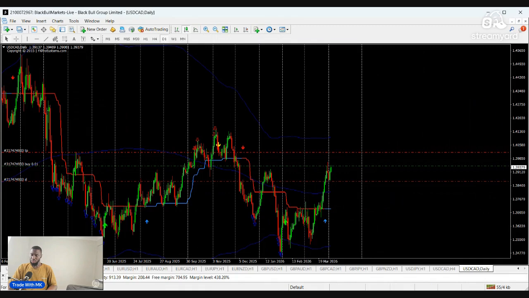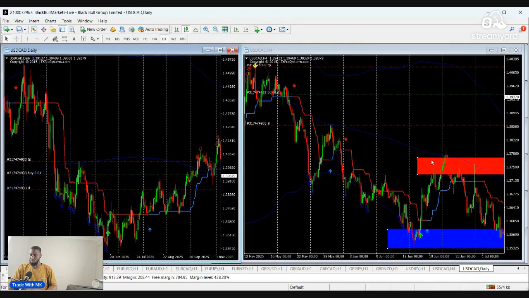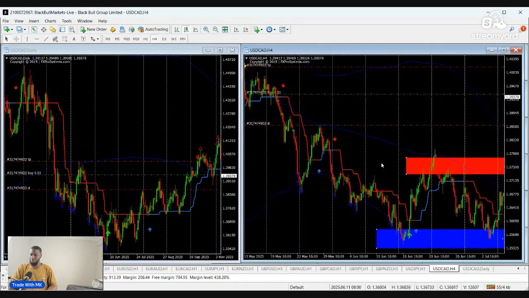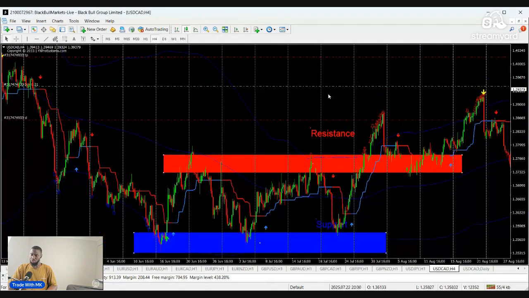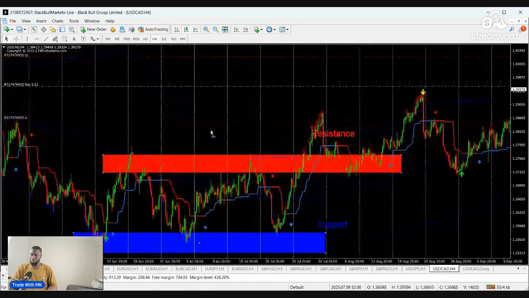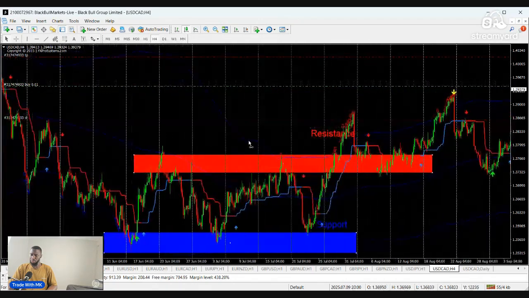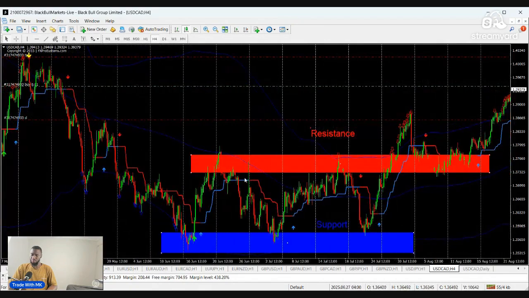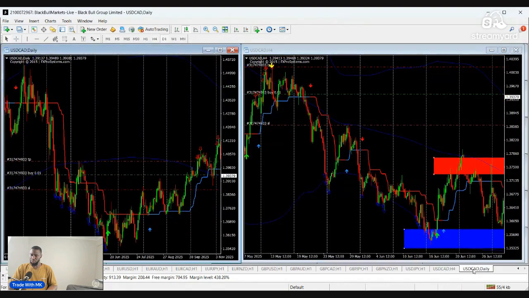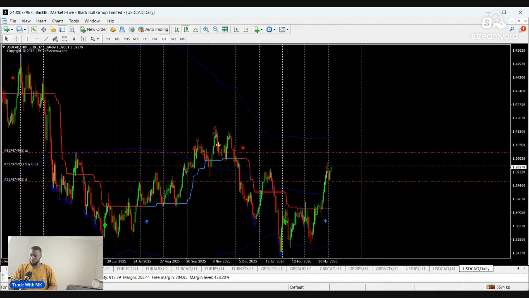First, this is the daily time frame, and here is our 4 hour time frame. This is the 4 hour time frame we will be using to place our trade on. So first of all, we need to come to the daily time frame. Let me show you some of the support and resistance points.